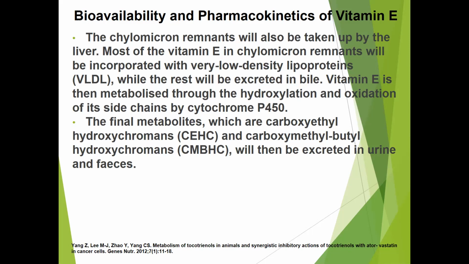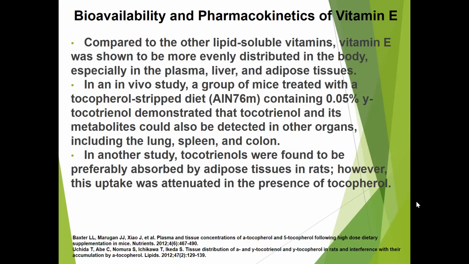Most of the vitamin E in chylomicron remnants will be incorporated with very low density lipoprotein, while the rest will be excreted in bile. Vitamin E is then metabolized through hydroxylations and oxidations of its side chains by cytochrome P450. The final metabolites, which are carboxyethyl hydroxychromans and carboxymethyl butyl hydroxychromans, will then be excreted in urine and feces.